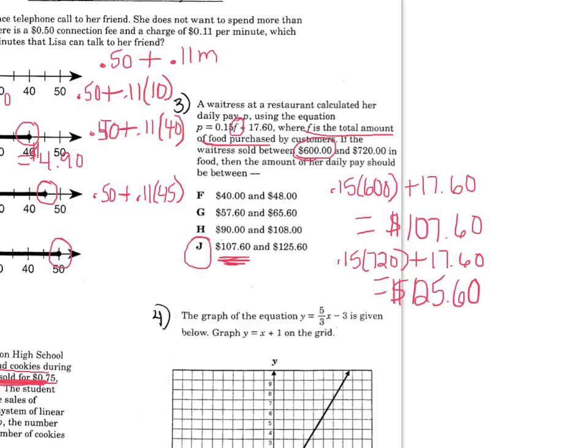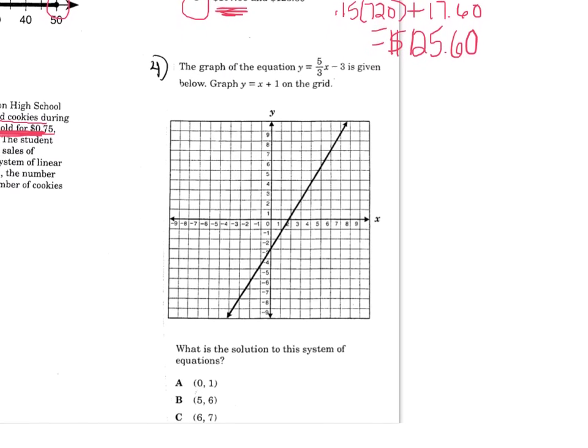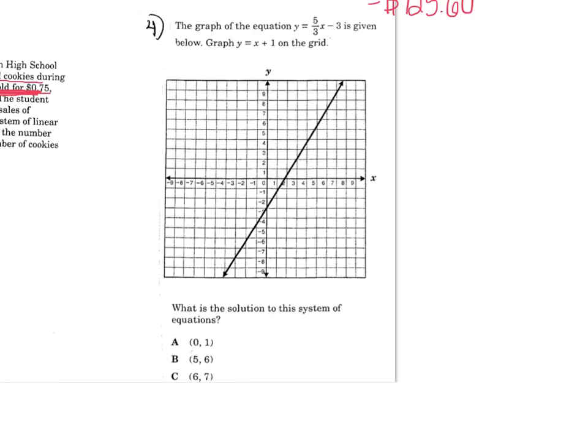Problem number 4 says the graph of the equation y equals 5/3 x minus 3 is given below. Graph y equals x plus 1 on the grid. And then it says, what is the solution to this system of equations? Okay, so we're going to graph y equals x plus 1. If you remember, that means that the y-intercept is 1, and the slope is also 1, which would be 1 over 1, because the coefficient in front of x is assumed to be a 1.